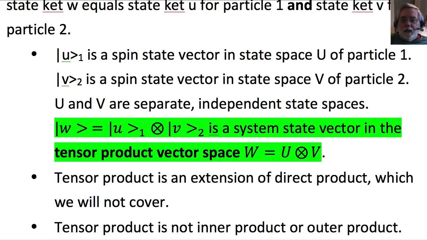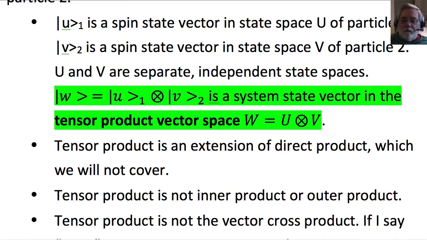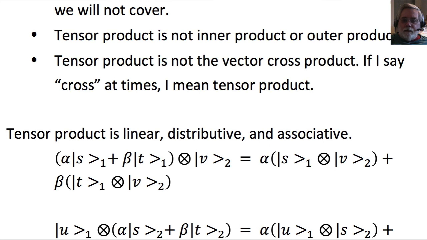Ket W equals ket U for particle 1, tensor product ket V for particle 2, is a system state vector in the tensor product vector space capital W equals capital U tensor product capital V. Tensor product is an extension of direct product, but we're not going to cover the distinction. Tensor product is not inner product and it is not outer product. Tensor product is not the vector cross product. If I say cross at some time, I mean tensor product in this lecture. Hopefully I won't do that, but if I do, bear with me. Cross means tensor product.